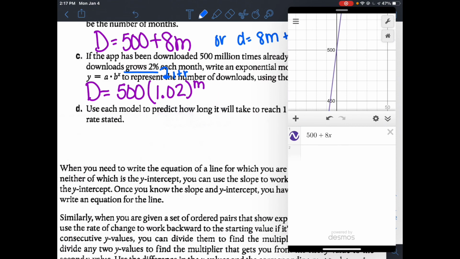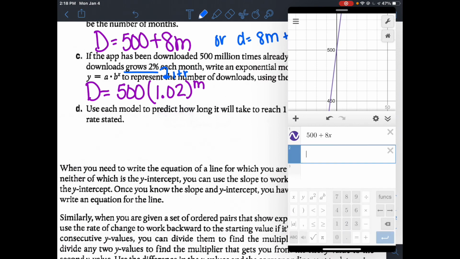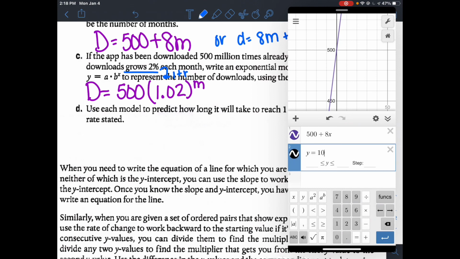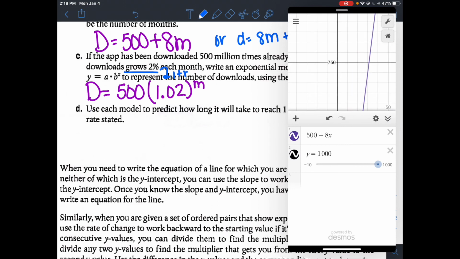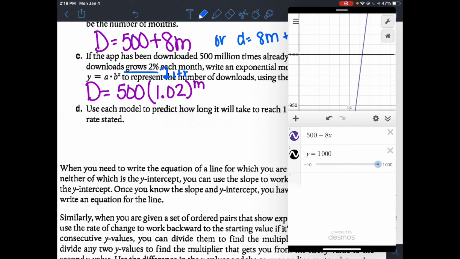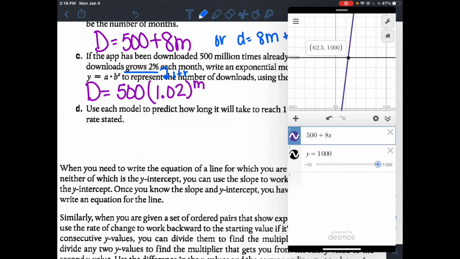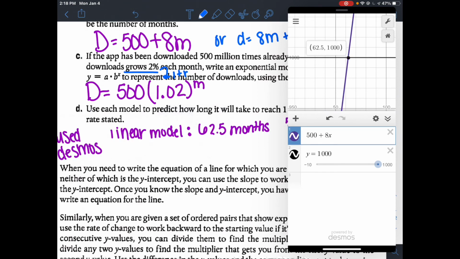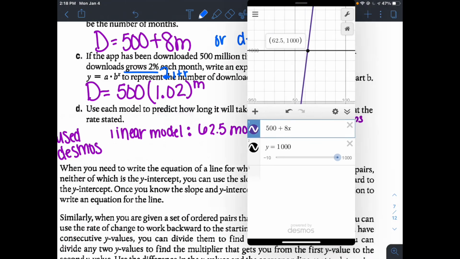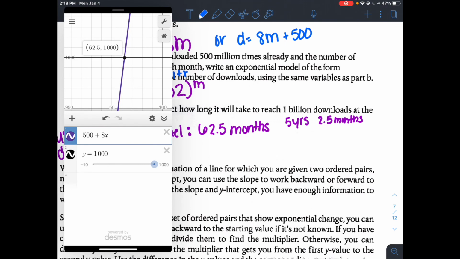Here I am. Now I want to figure out when D or Y equals 1 billion. And remember, we're in terms of millions. So my Y value is going to need to be 1,000. And then I can scroll up to where Y equals 1,000 and see where it intersects my graph. So here, my linear model, it says it's going to take me 62.5 months, which if you want me to convert that to years, just so you can get like a better sense, it's 5 years and 2.5 months.